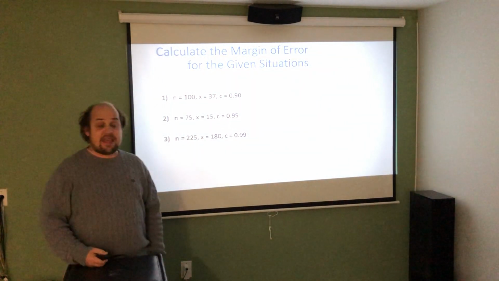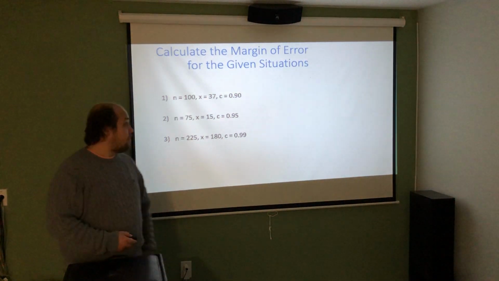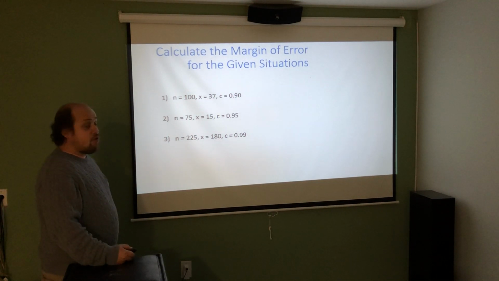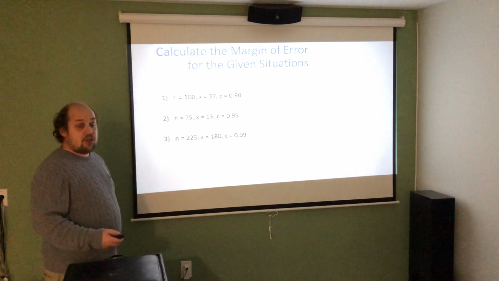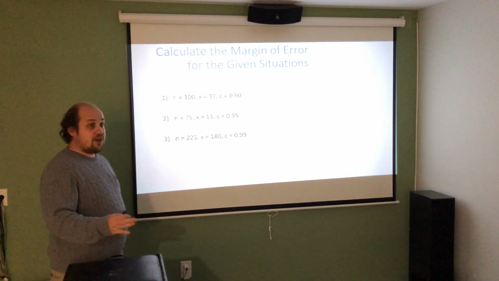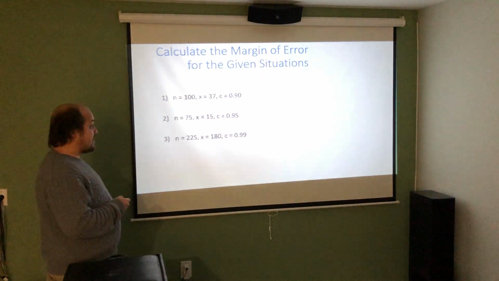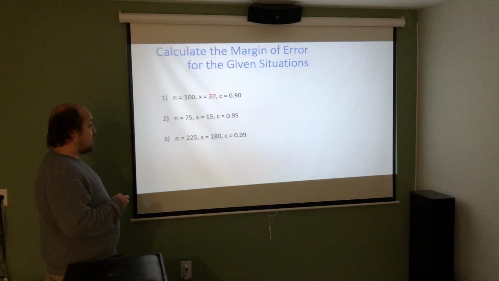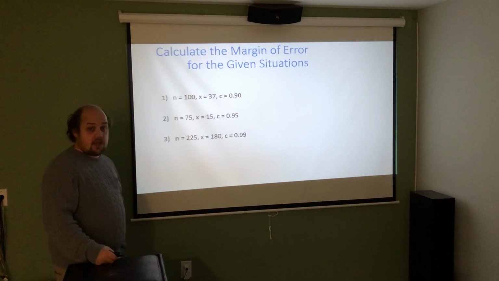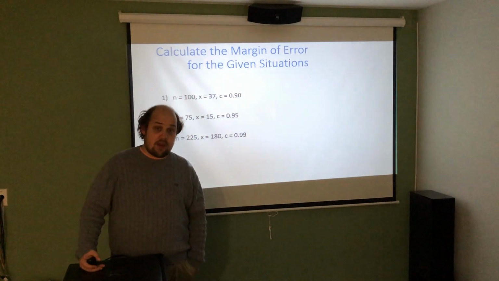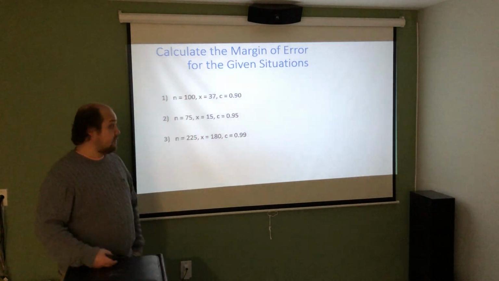Now that I have my p hat, I can apply the formula by finding what value goes along with 0.90 as a confidence level. That value is, I'm sorry, not 2, 1.645. So I take 1.645 times the square root of 0.37 times 1 minus 0.37 over the n of 100. The key here is to make sure all of that stays under the square root by using proper parentheses.